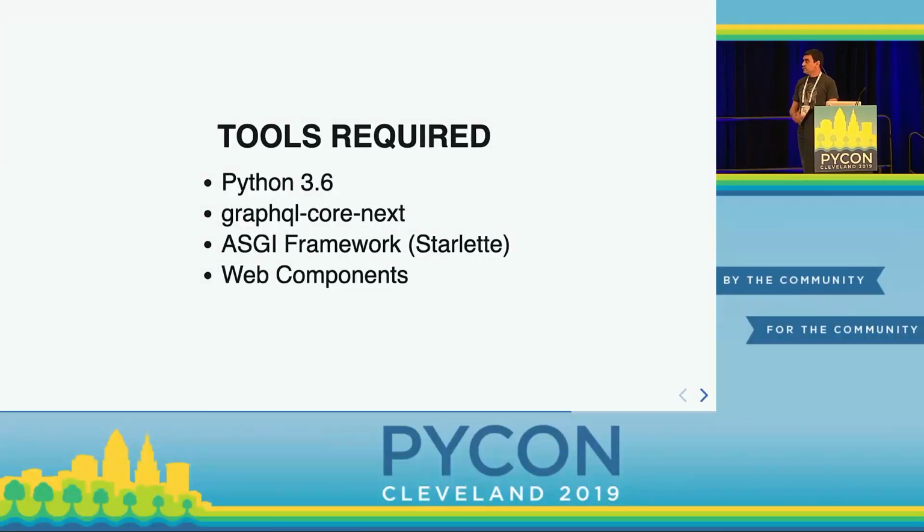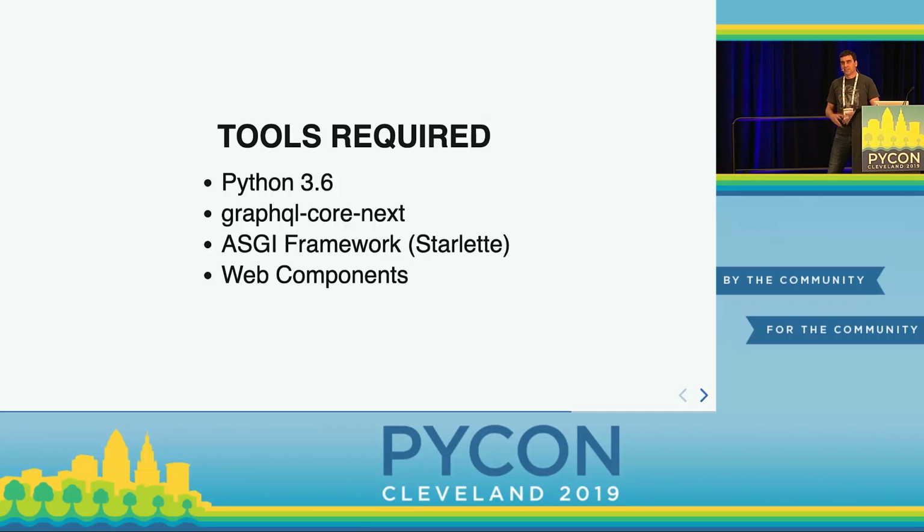So all the tools you need to do, you need to go up to Python 3.6. That's to get the async I/O. And you have to use GraphQL Core Next, which is slightly different than Graphene. If you've heard of Graphene and Graphene Django, those are written with GraphQL Core, which is a 2.7 compatible version of GraphQL.